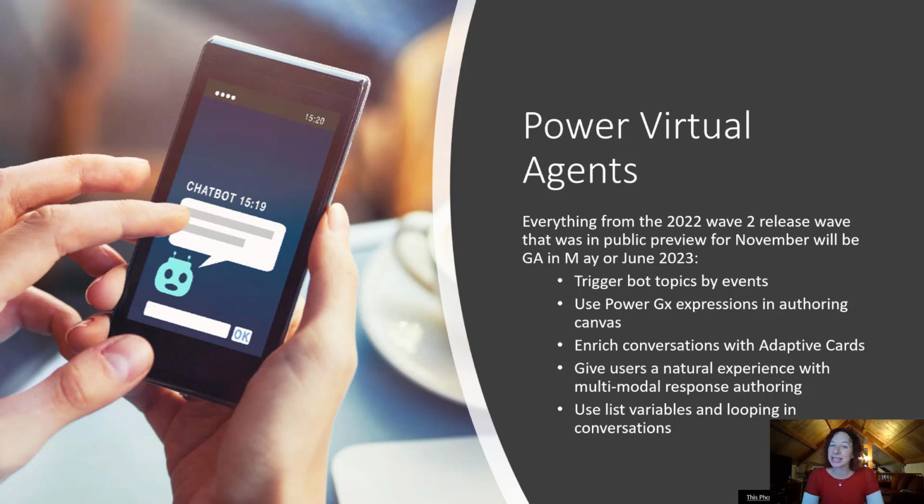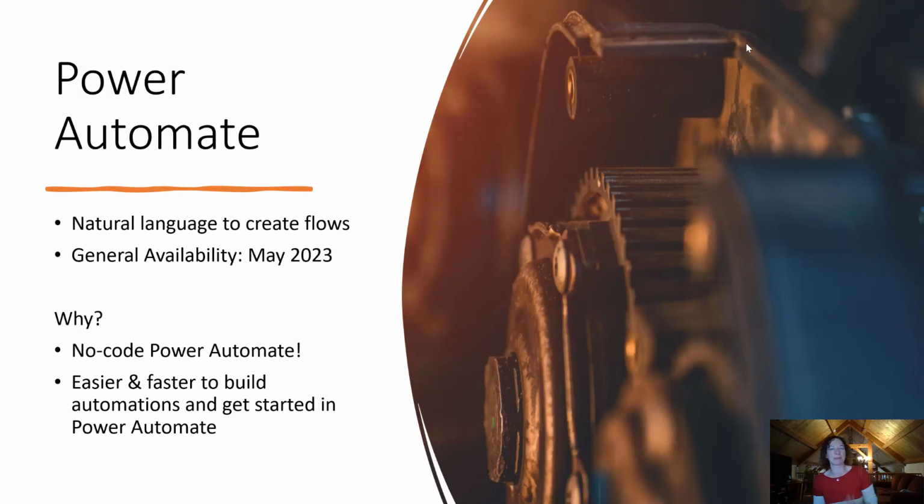Next, Power Virtual Agents. Admittedly, this is the least comfortable area for me in the Power Platform. When I took a look at the release notes, I didn't see anything new. Everything in here was from the 2022 Release Wave 2 plans. So everything there that was in public preview for November will be general availability this May or June. So lots of cool things coming, including some enhanced capabilities when you're creating your bots, as well as natural language, which is popping up all over the Power Platform.